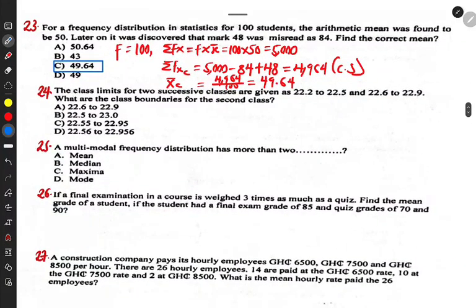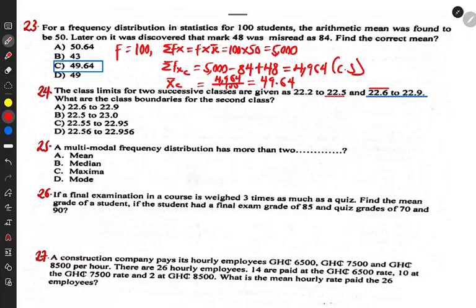Then question 24. The class limits for two successive classes are given as 22.2 to 22.5, then 22.6 to 22.9. So what is the class boundary for the second class? So this is the second class that we are talking about here. As usual, you just have to compare the upper class boundary of the previous class to the lower class boundary of the next class. So here we compare the upper class limit of the first class to the lower class limit of the second class.